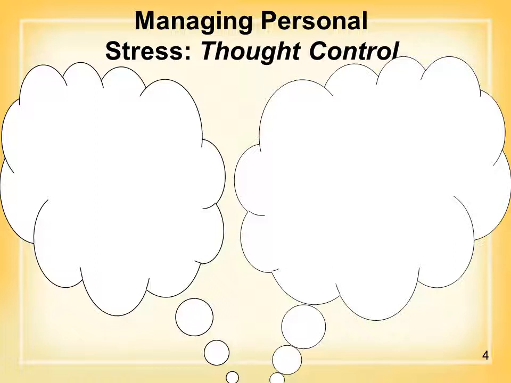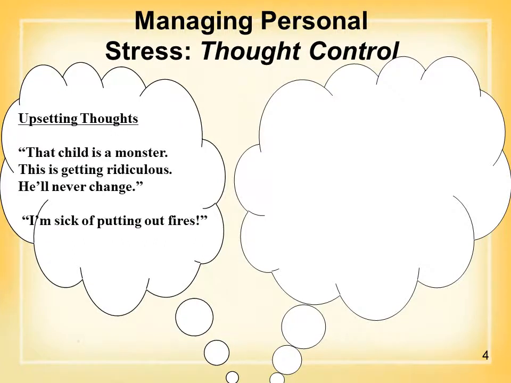Managing personal stress. The first thing we want to talk about is thought control. Upsetting thoughts that we have. Oh, this child is a monster. It's getting ridiculous and he will never change. Or I'm sick of putting out fires. I can't get anything done because every time I turn around, they're breaking something, fighting, etc. These are thoughts that communicate to ourselves that we're powerless, there's nothing we can do, that we are failing in some way maybe, or that we're out of control of the situation.